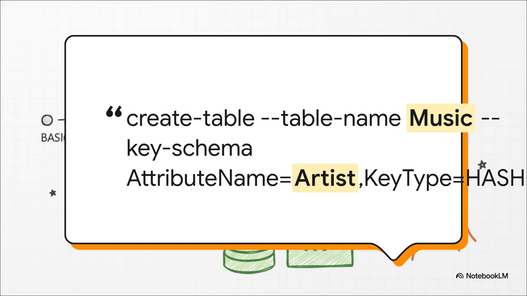Okay, now let's look at the command that actually makes this happen. Don't get bogged down by the syntax here, just follow the logic. See how we first define our attributes? We're saying, hey, there's going to be an artist and a song title. Then, right after, in the key schema, we tell DynamoDB what to do with them. We're saying artist is the hash key, that's our partition key, and song title is the range key, our sort key. That's it. This command is literally us describing our data model in code.